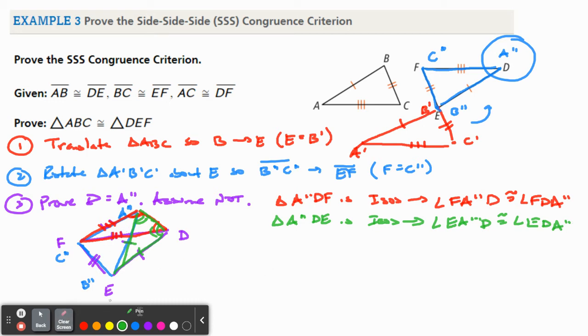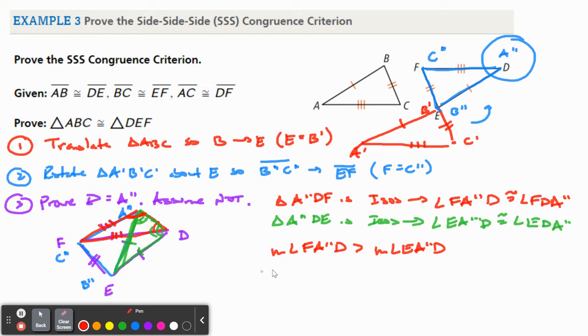Now the idea here, so if we focus on this red angle right here, so F A double prime D, and then this side E A double prime going through it, when you cut this angle, the smaller angle must be less than the bigger angle, or the bigger angle must be bigger than the smaller angle. So based off this drawing, we know that the measure of angle F A double prime D, this corner angle, must be bigger than the measure of angle E A double prime D.